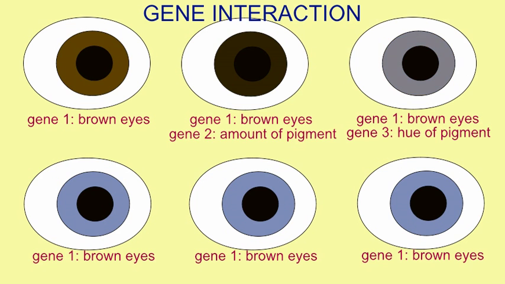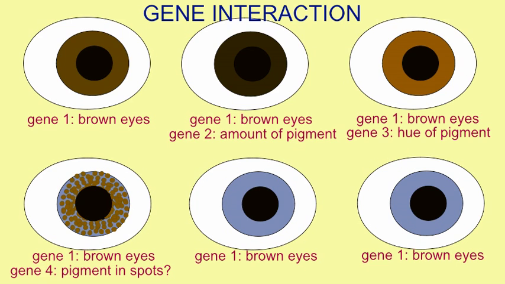A third gene could perhaps determine the exact hue of the brown. So the brown hue made by one person's body might not be identical to the brown in a second person's body. Another gene might be responsible for whether brown pigment is made throughout the iris or only in spots. And yet another gene might cause pigment to be concentrated around the pupil.